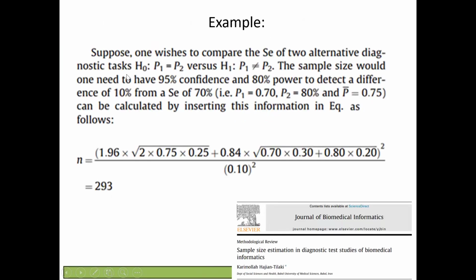The example here is, suppose one wishes to compare the sensitivity of two alternative diagnostic tests, where the null hypothesis is that both the sensitivities are equal and the alternate hypothesis is that they are not equal. The sample size one would need to have 95% confidence and 80% power to detect a difference of 10% from a sensitivity of 70% can be calculated by using this formula, and the sample size is 293.